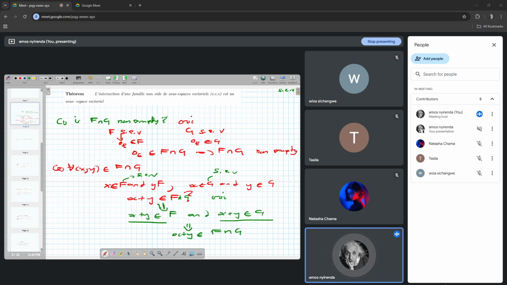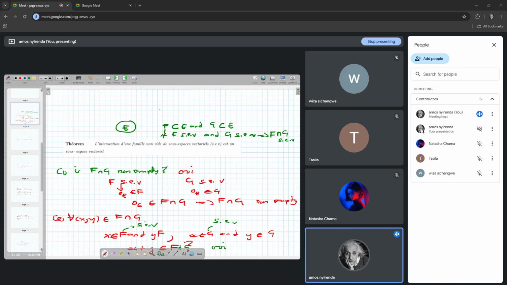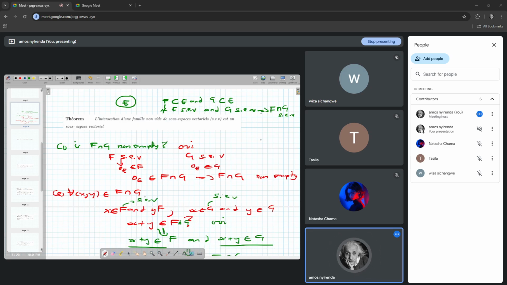Now I'll leave the third property for you to check. It's also simple. Just use the fact that F and G are subspaces, then you'll be able to prove this theorem. So you see that it's very simple to show. If we have two subspaces F and G, then the intersection of F and G is also a subspace.